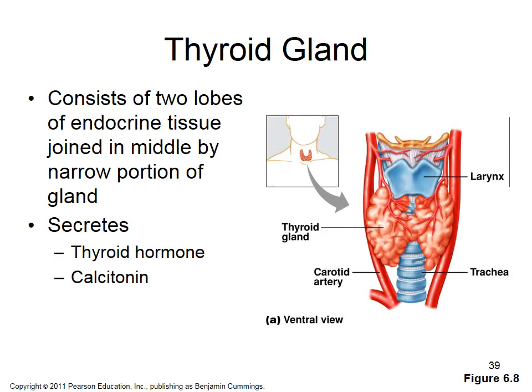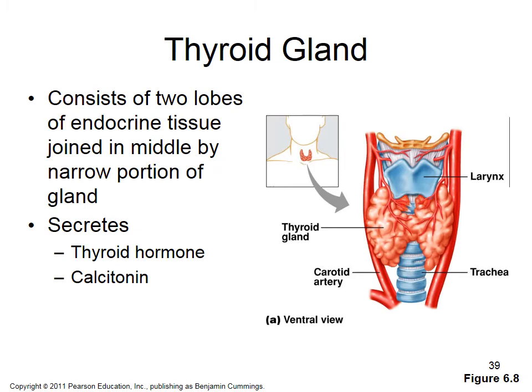So we're going to move out of the central endocrine organs and talk about the peripheral endocrine organs. So these are outside the central nervous system. And the first one we'll talk about is the thyroid gland. So you have two lobes to your thyroid gland. Okay, it's right below your larynx. And those two lobes are connected by a narrow portion. Your thyroid gland releases two hormones.